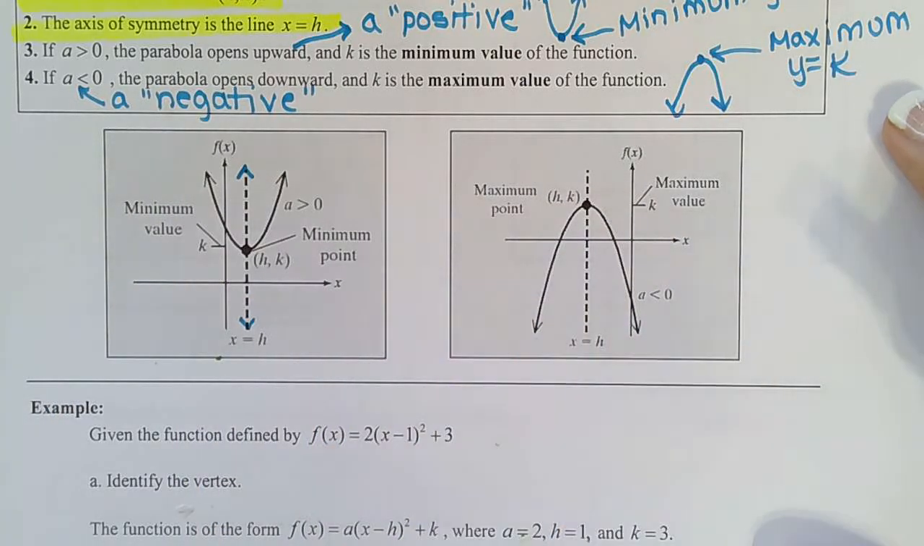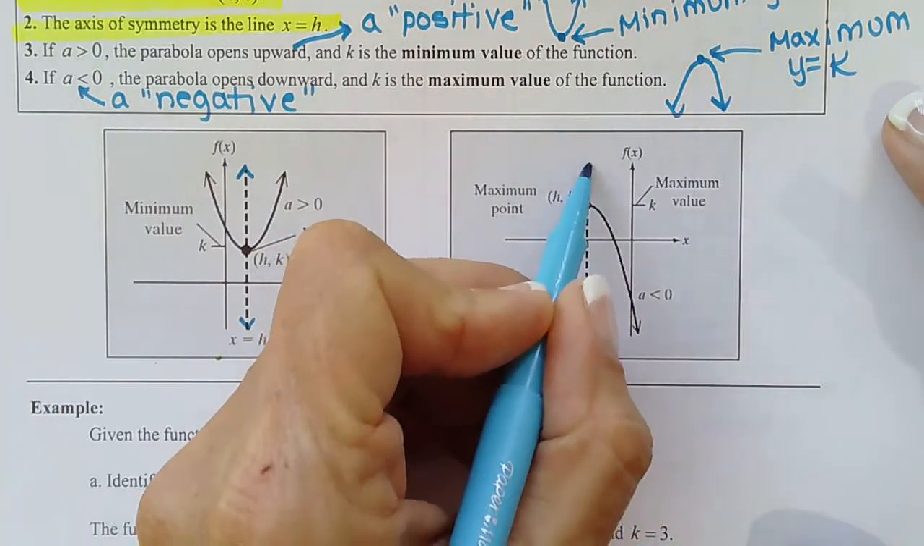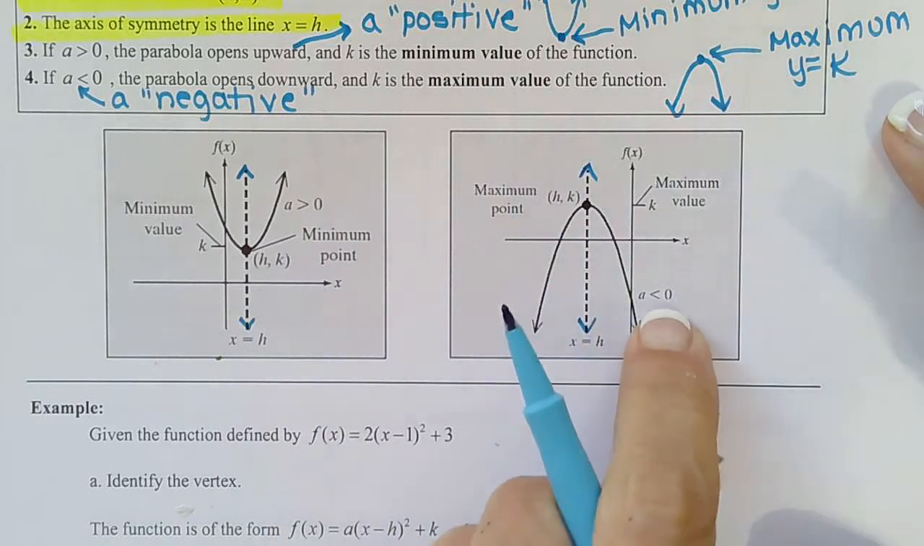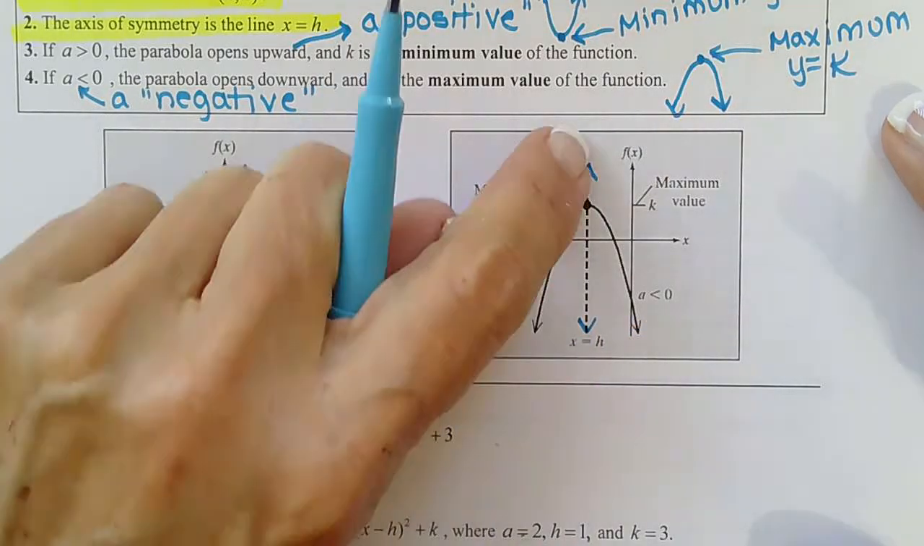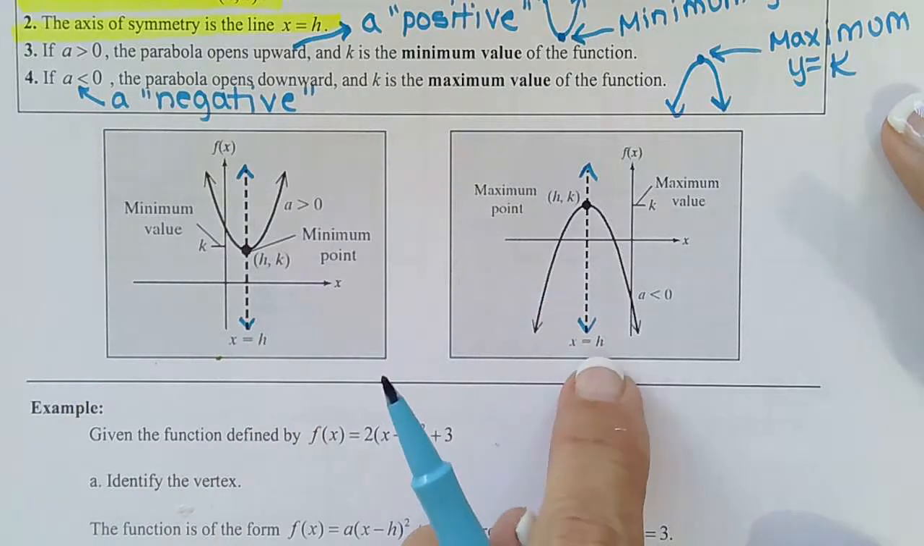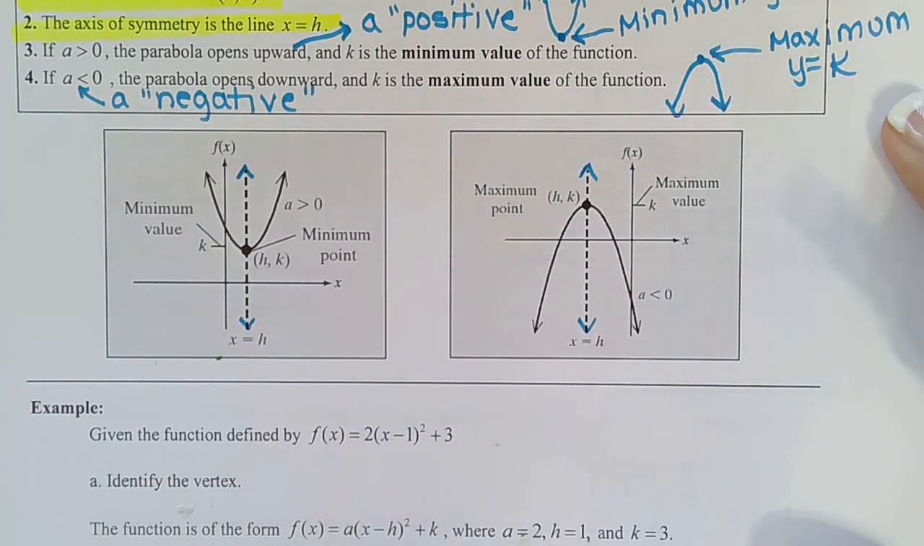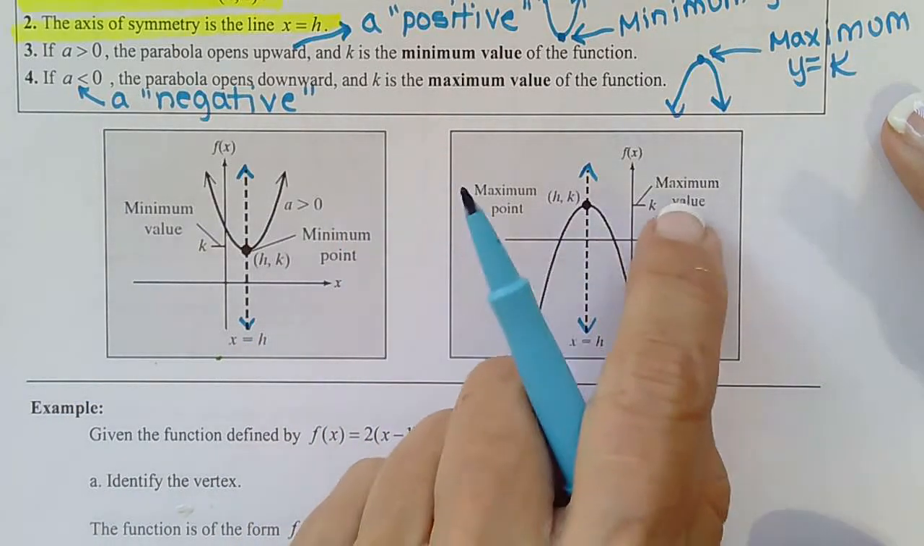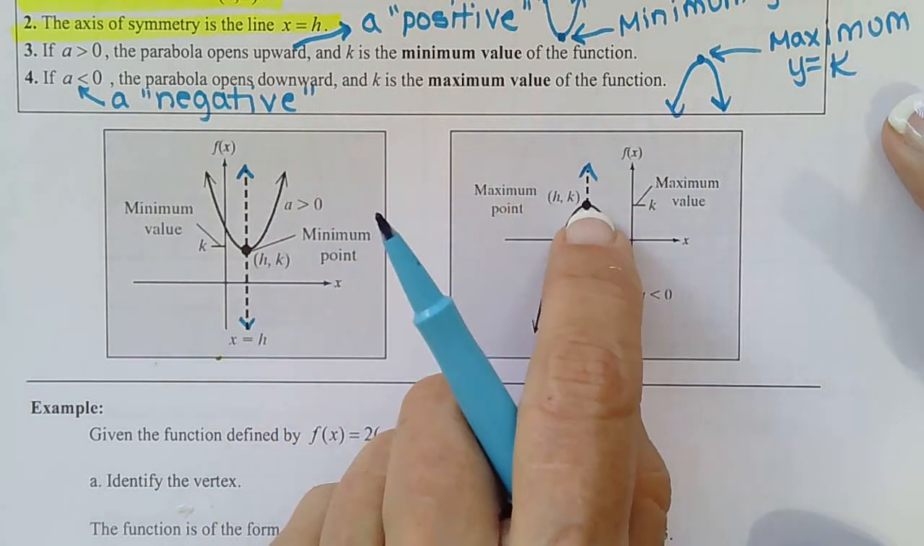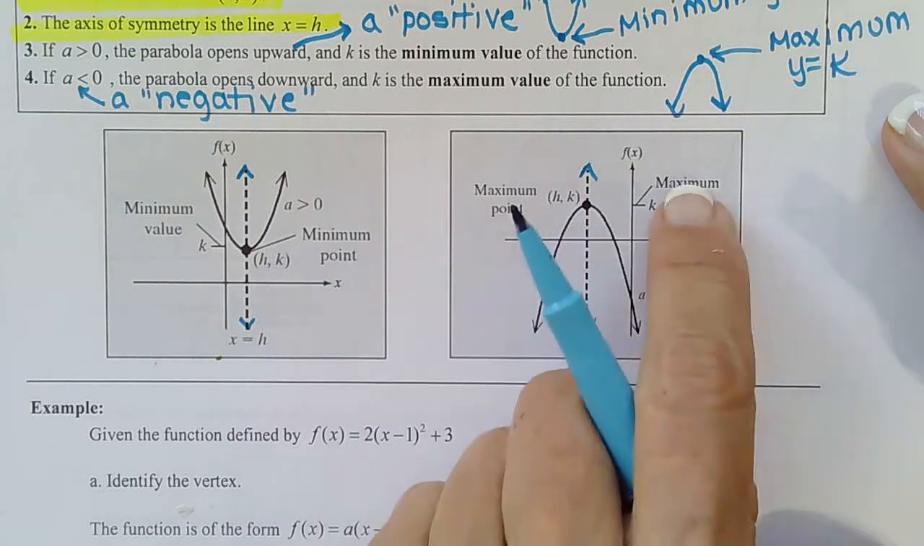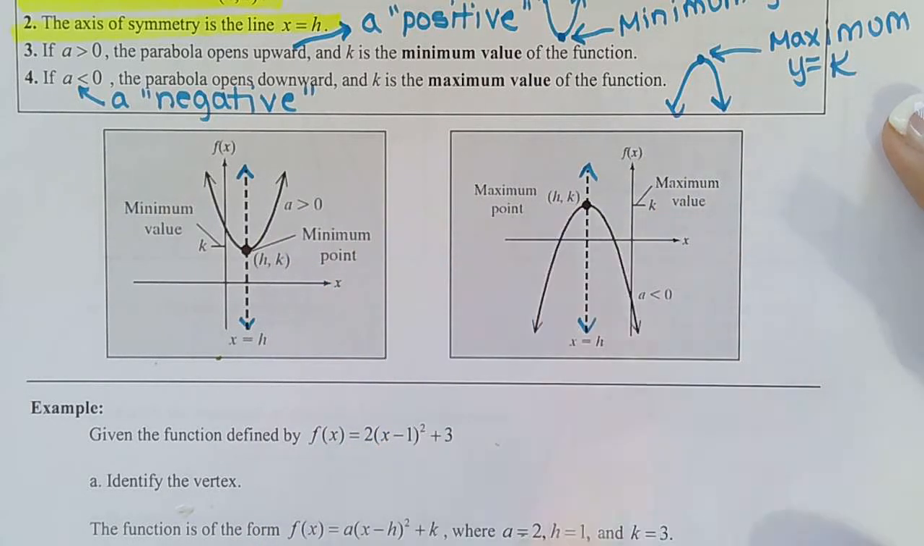And then the same thing over here with the parabola that cups downward. That means a is less than 0, which means it's negative. x equals h, whatever the vertex x value is. Now, because the parabola cups downward, it has a maximum point, and the maximum value is whatever y is.